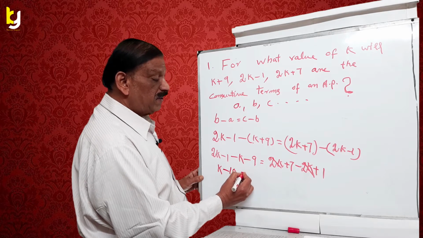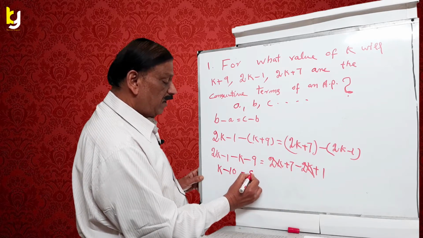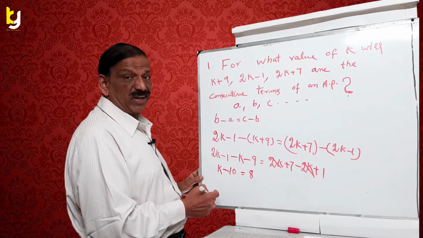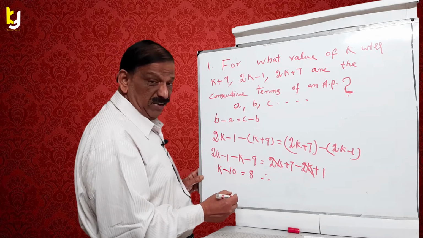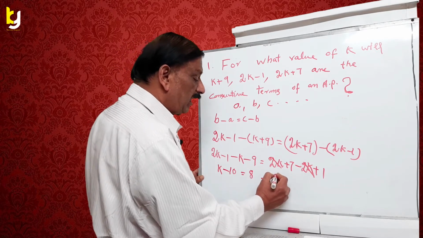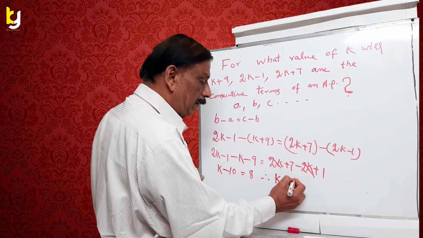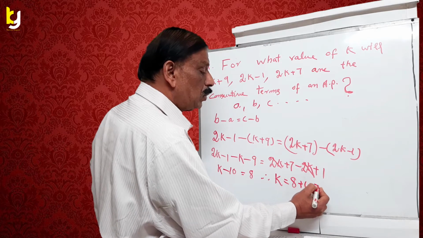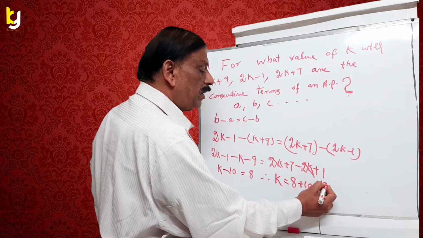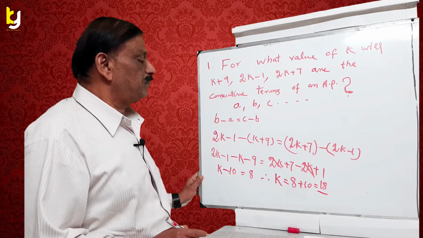k minus 10 is equal to 7 plus 1. 7 plus 1 is 8. k minus 10 equals 8. Therefore, bring minus 10 to the right hand side. Therefore, k is equal to 8 plus 10, that is equal to 18. Hence, the value of k is 18.